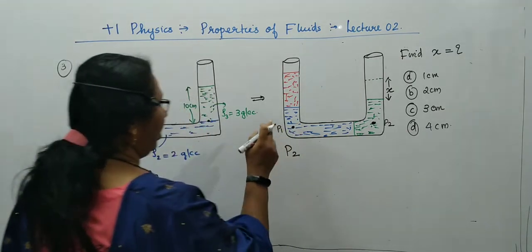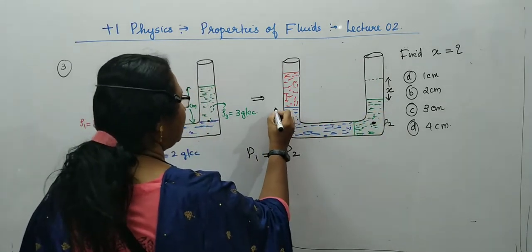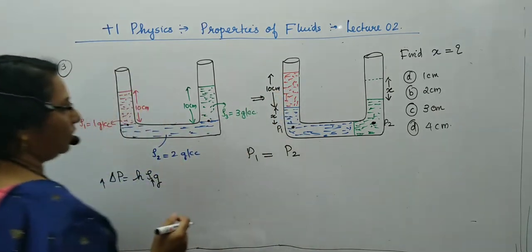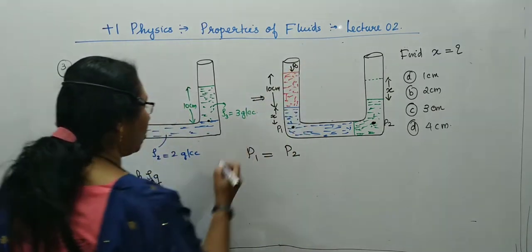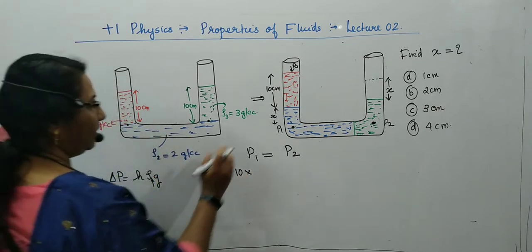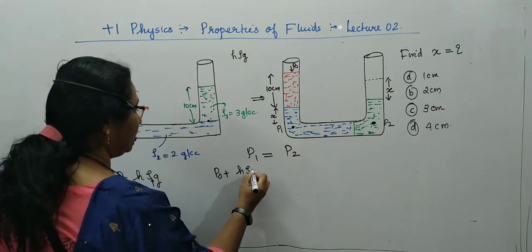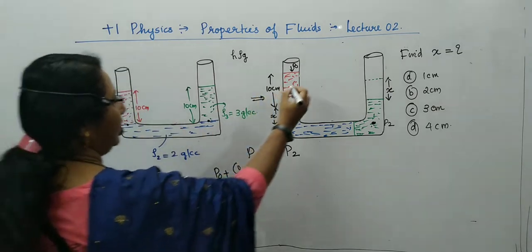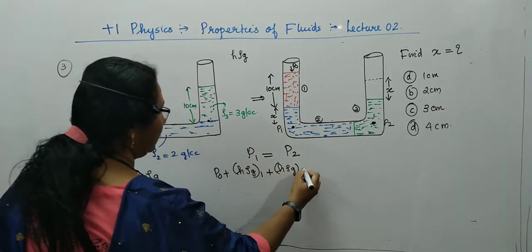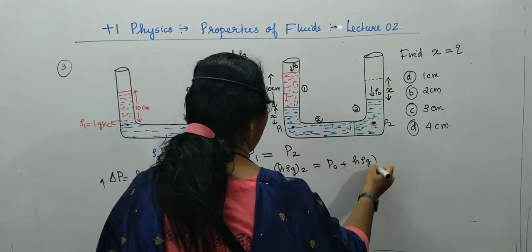What is the pressure provided by this region? X moves down here, so this is also X. And this is 10 centimeter of the first liquid. So we can write, here it is P0, so P0 plus h rho g provided by the first liquid, plus h rho g provided by the second liquid, is equal to, here also it is P0, so P0 plus h rho g provided by the third liquid. This is the first liquid, this is the second liquid, and this is the third liquid.